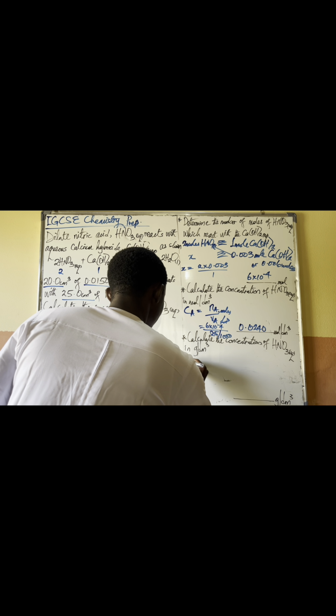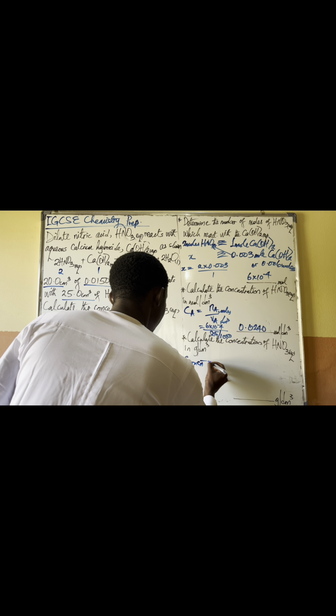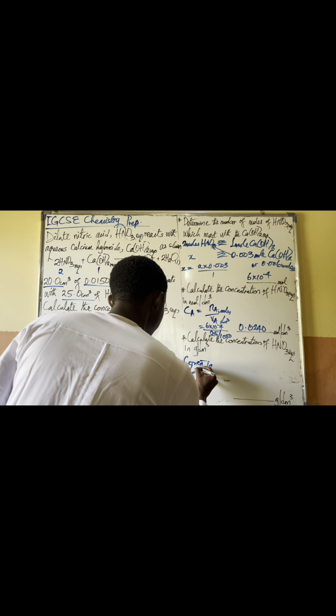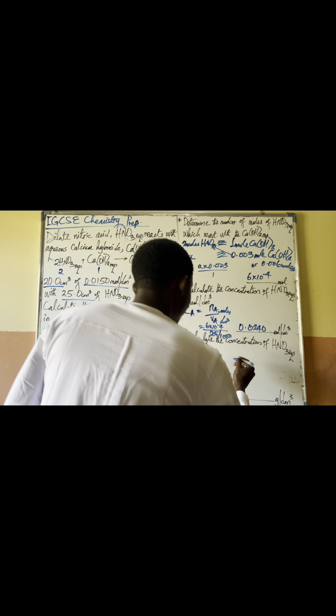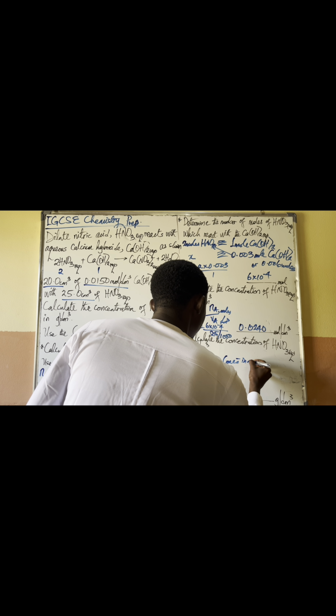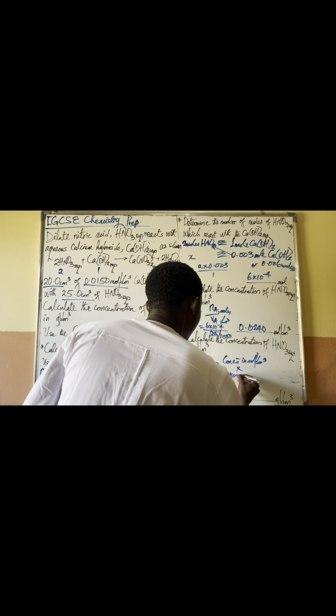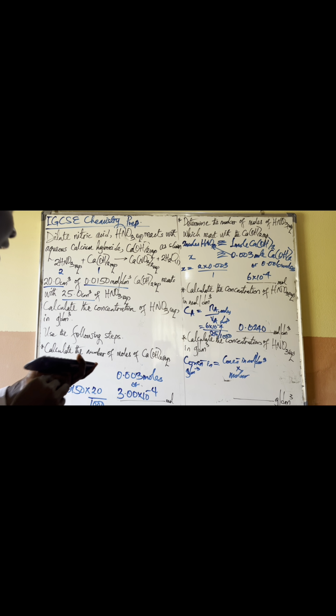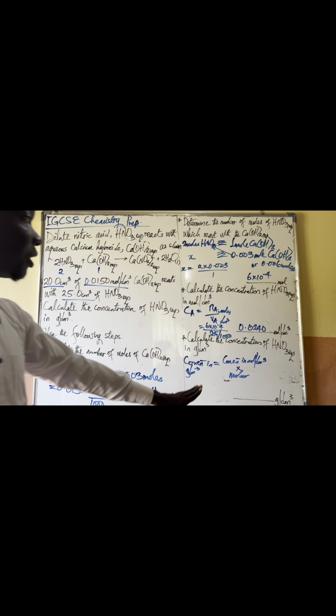Then the last question says, calculate the concentration of the nitric acid in grams per dm cube. It's simple. We use the relation that concentration in grams per dm cube equals concentration in moles per dm cube times the molar mass. In IGCSE they provide the periodic table at the last page of the question paper, where you get your relative atomic masses to solve with.